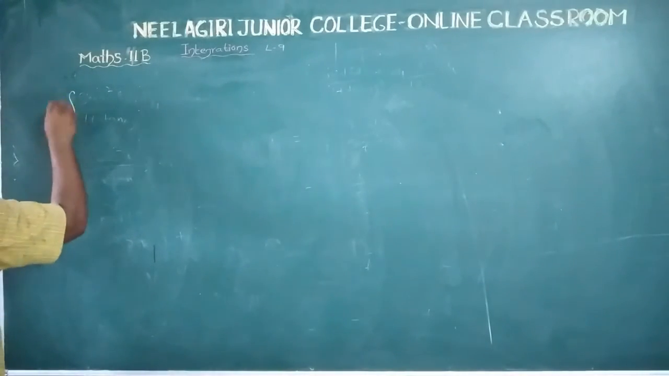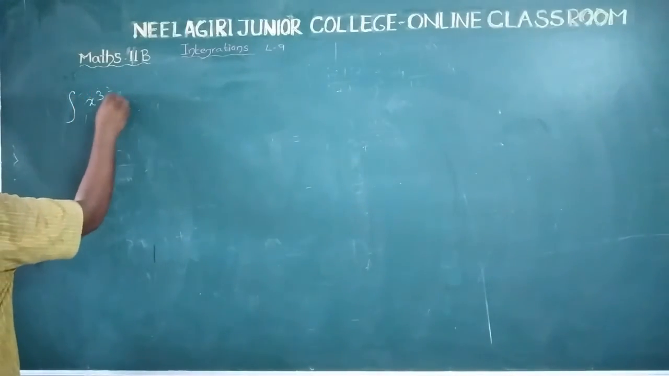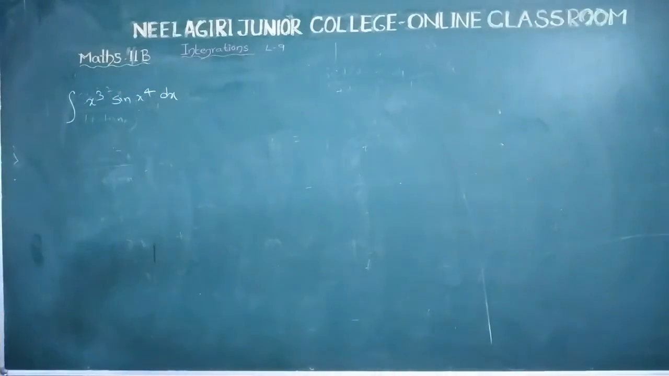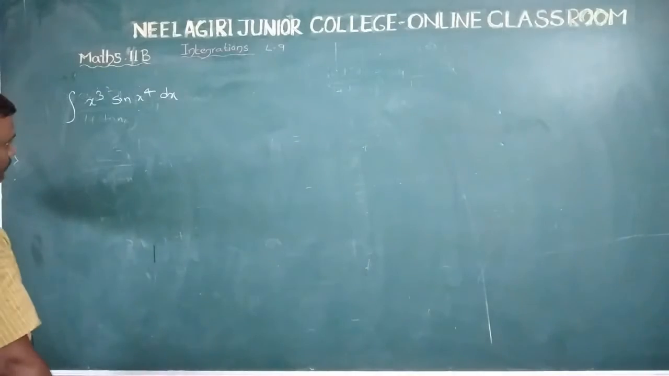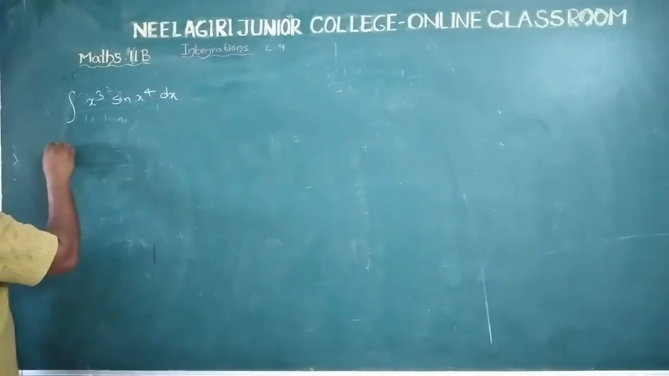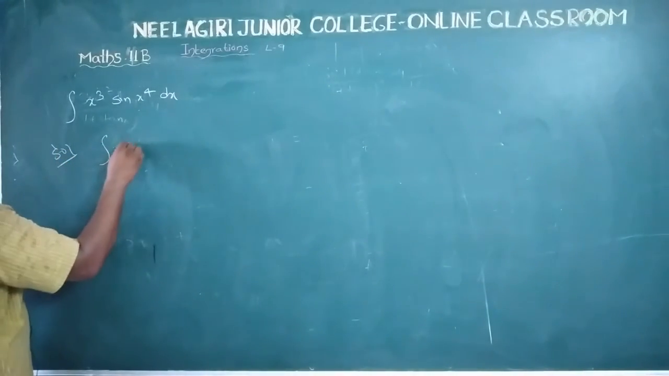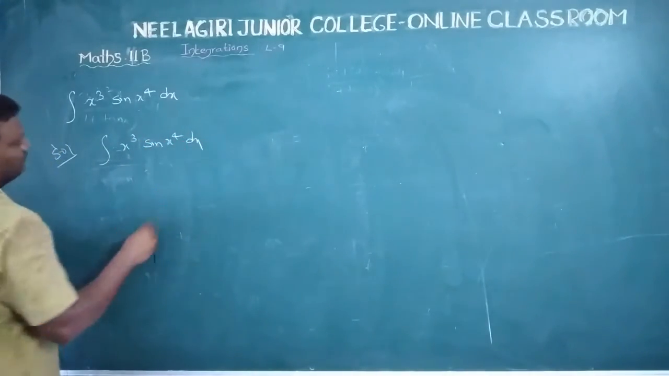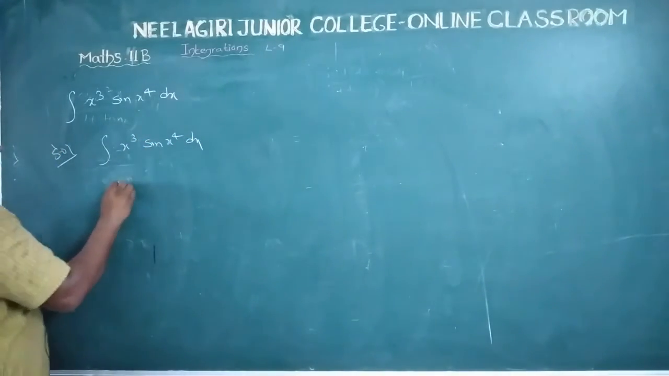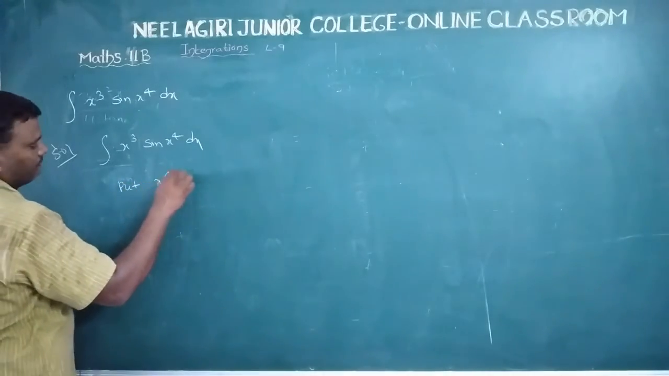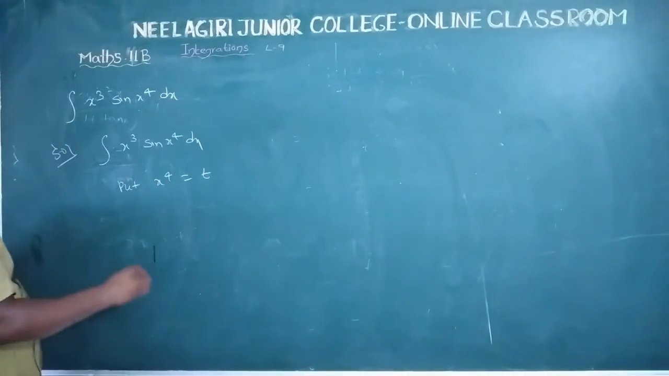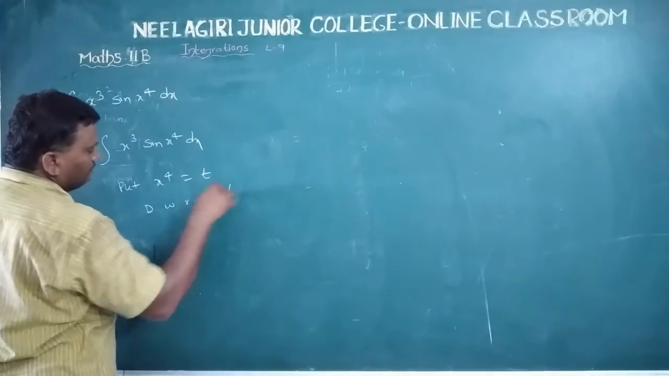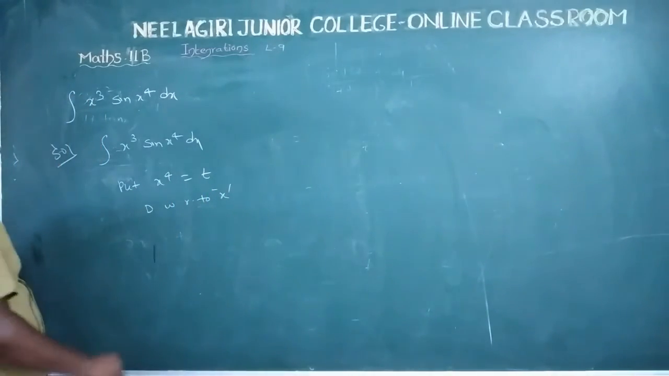Integration of x cube into sin x power 4 dx. First, we write the integration of x cube into sin x power 4 dx. Use the substitution method. Put x power 4 is equal to t. Derivative with respect to x. What is the derivative of x power 4?